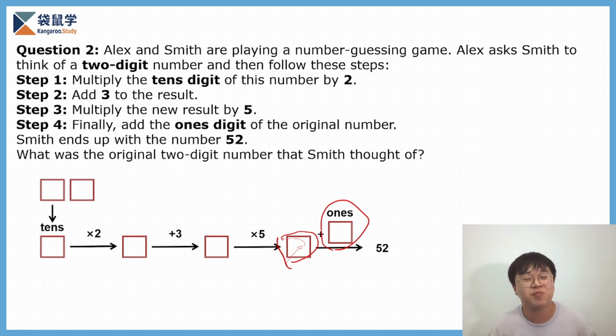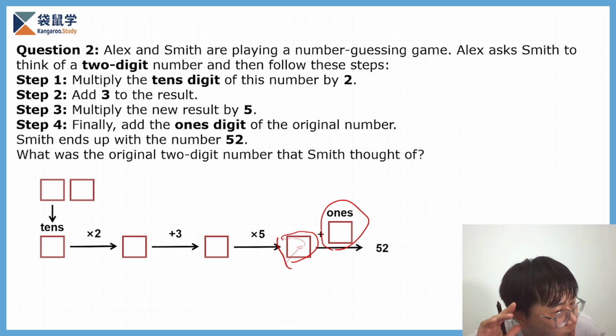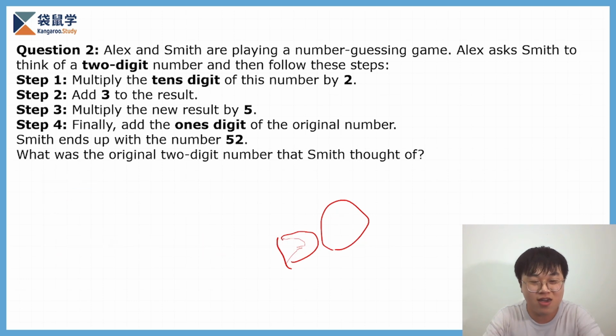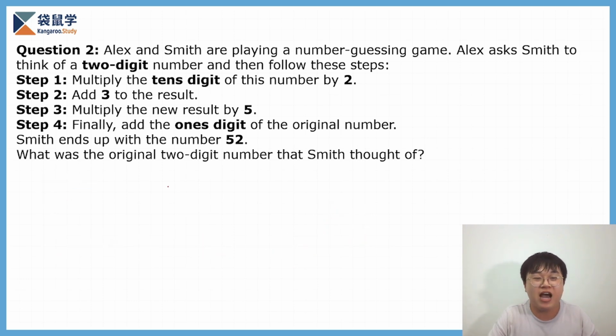What can we do? 3 seconds for you to think about it. 1, 2, 3. Very good. We can set a variable. So here we have a 2-digit number, and the 10th digit we use the letter X to represent it, and the 1st digit we use the letter Y to represent it. And this is a 2-digit number, so we put a line here.